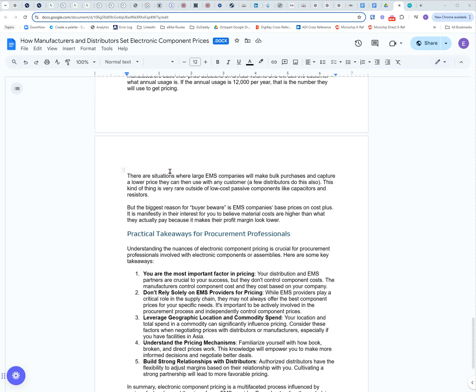Kind of an exception to this rule, there are situations where large EMS companies and certain large distributors, I'm looking at you, Future, will make large bulk purchases to try to capture a lower price. It's uncommon, but it does happen, and where it does tends to be in low-cost things like passive components, resistors, capacitors, inductors, etc.